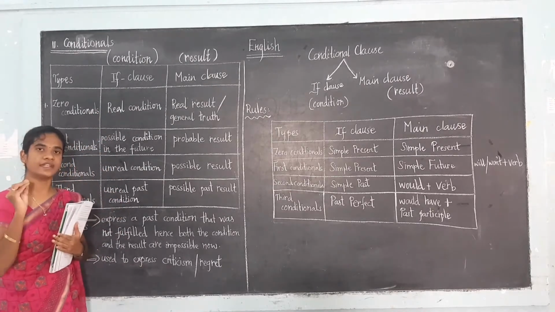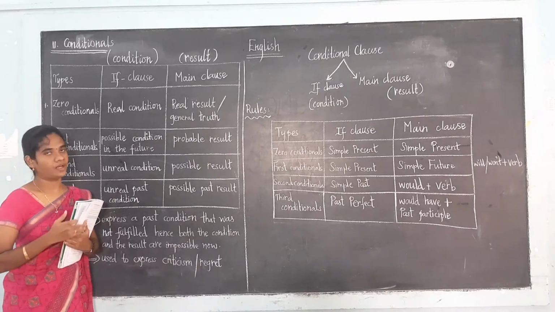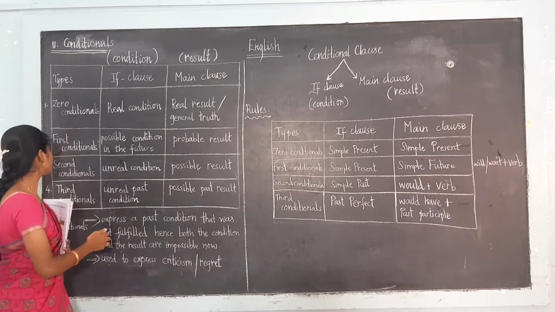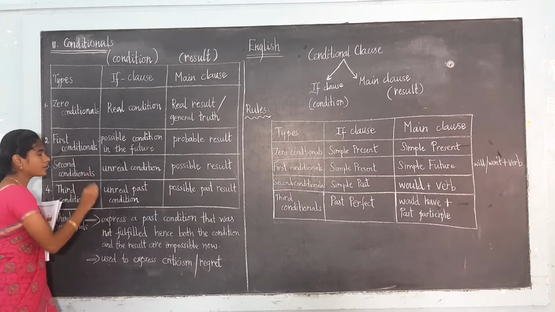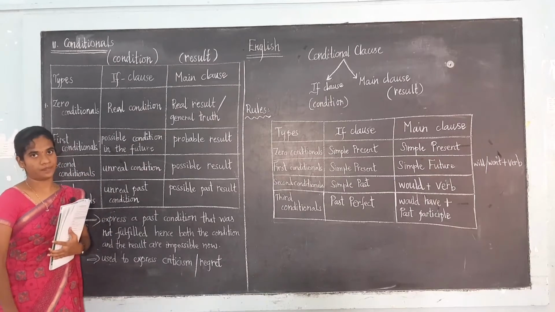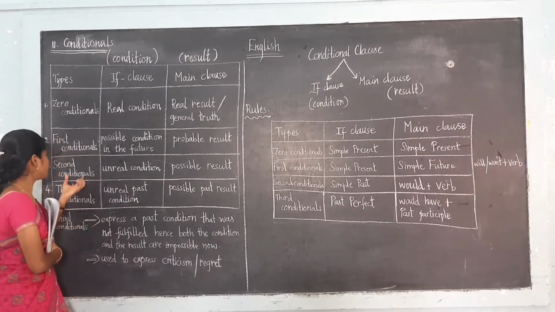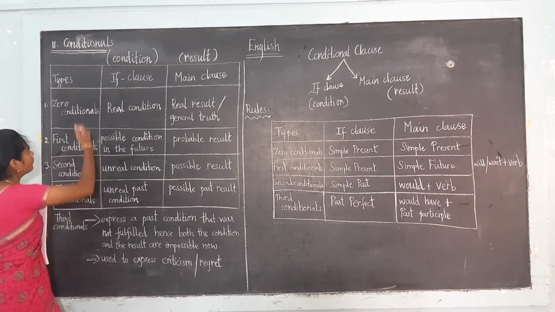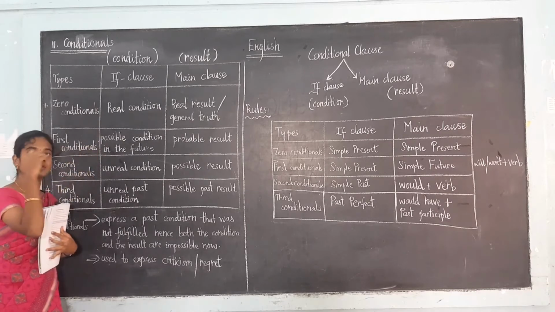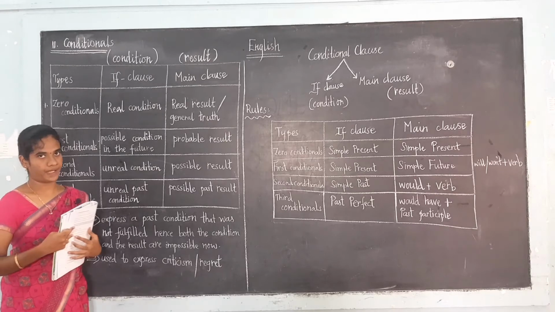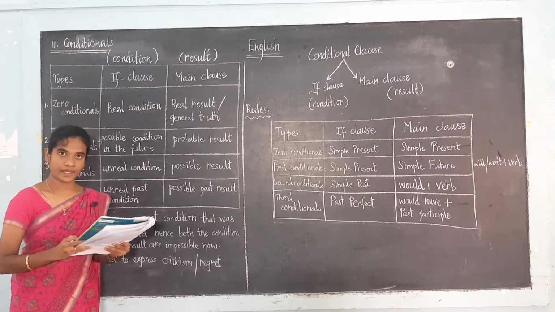Okay, the things that definitely will happen are the zero conditional and the first conditional, whereas the second and the third conditional are the unreal, that is, the things that will not happen. So that is the second and the third conditional. In the first two, zero and first, the things will happen, and in the second and third, the things will not happen. It is the unreal situation.